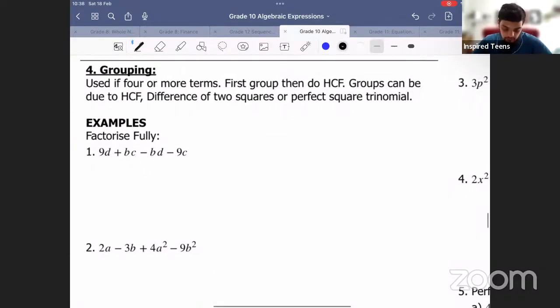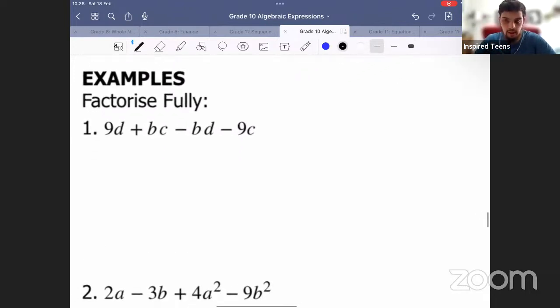Okay, let's talk about grouping. It is used if there are 4 or more terms. First group, then do HCF. Groups can be due to HCF, difference of 2 squares, or perfect square trinomials. So when it comes to grouping, what we want to do is group terms which we can take out the highest common factor of, so terms that have something in common.